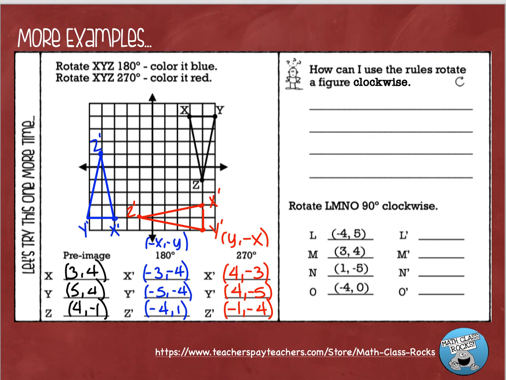So our last example says, how can I use the rules to rotate a figure clockwise, right? Usually we're going counterclockwise, but this time it is clockwise. So that means we're going to the right. Now, let's think about this.